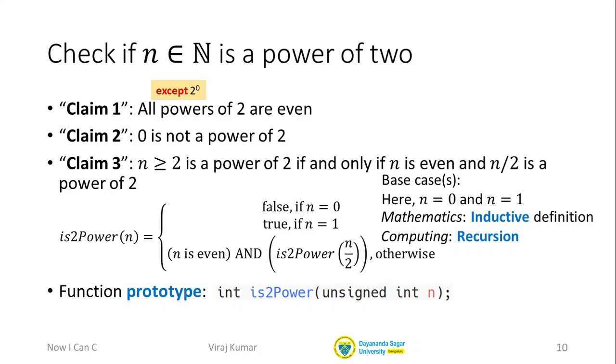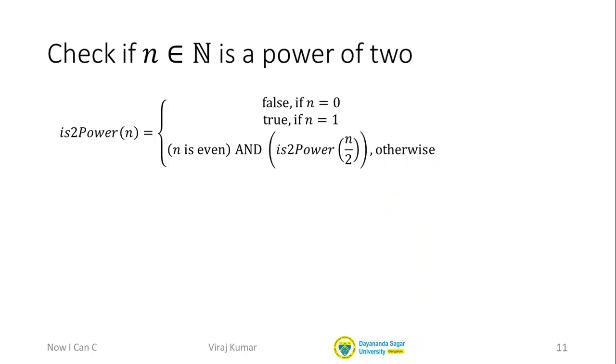In C, usually statements that are true are represented as the value 1, and statements that are false are usually represented as the value 0. So we will follow this convention, and now we will start thinking a little bit more about other language features that we need. So let us copy paste this mathematical definition of is2power to our next slide, and let's think about how we're going to write code for this.